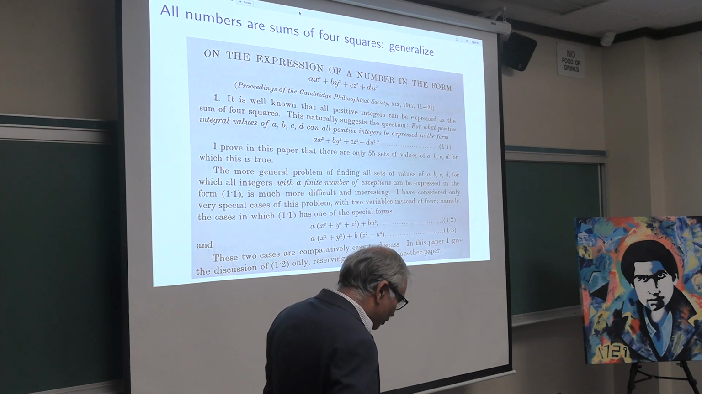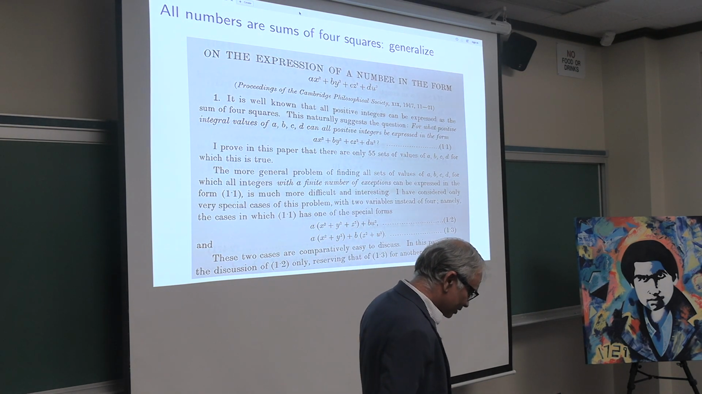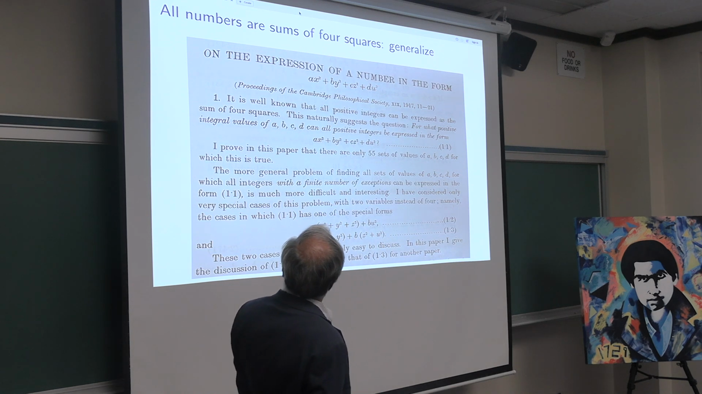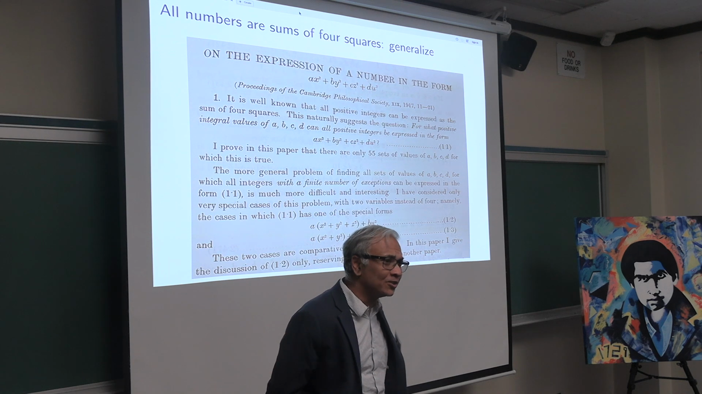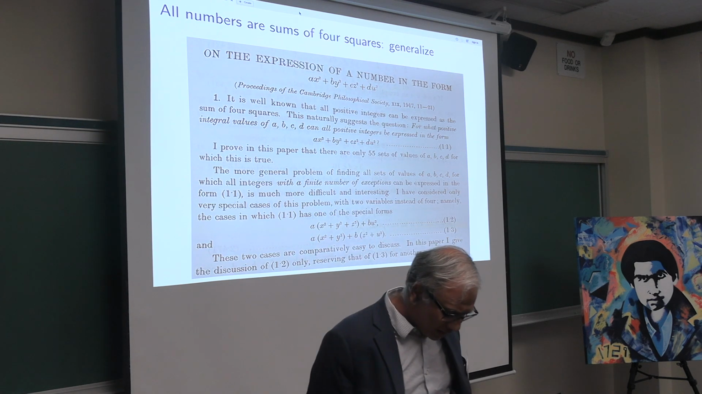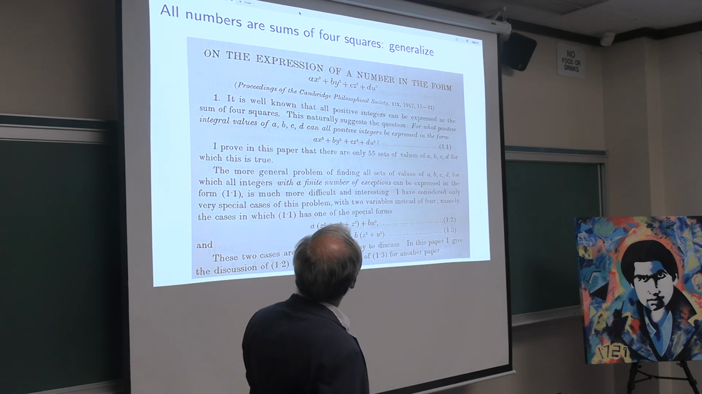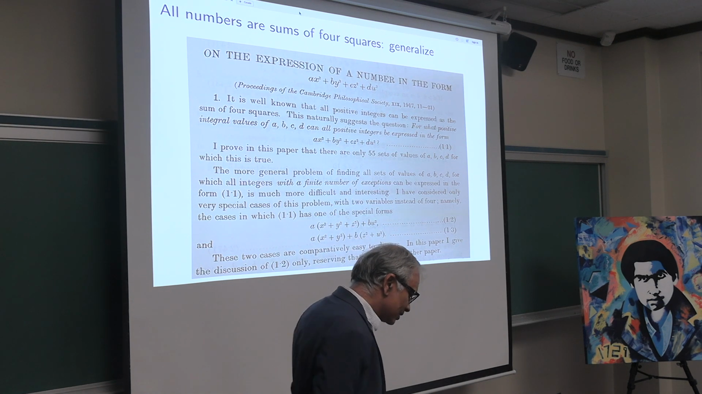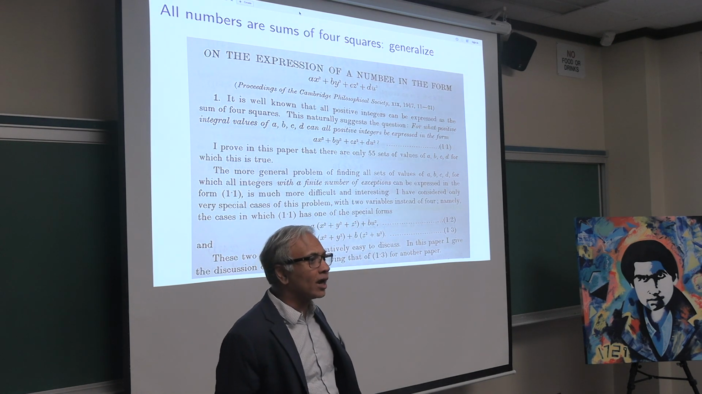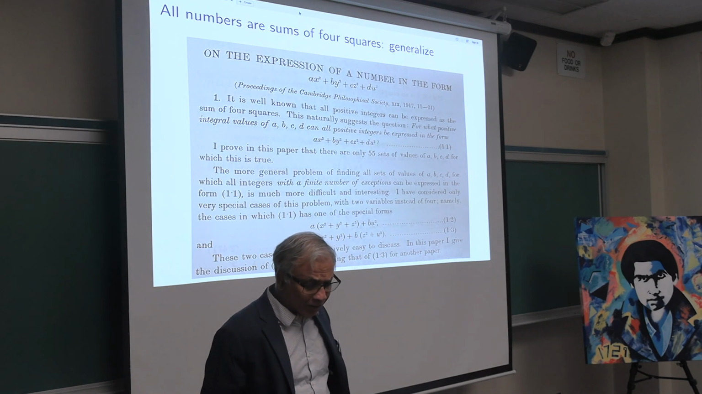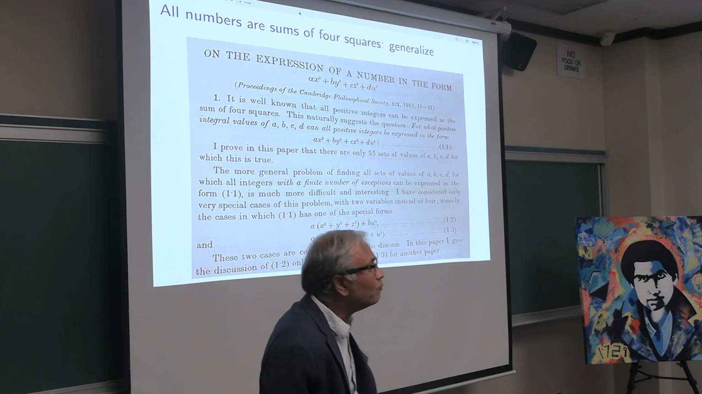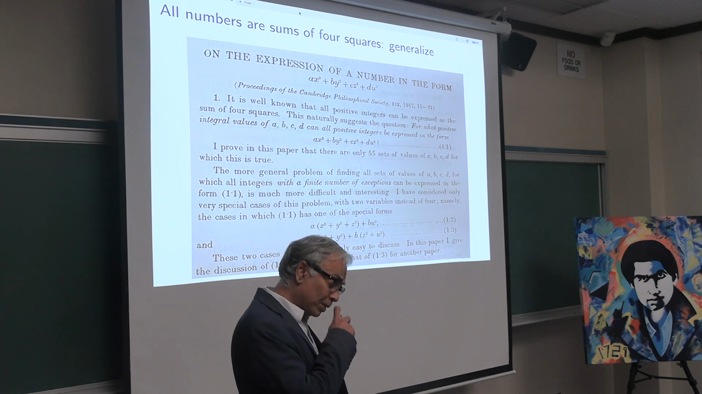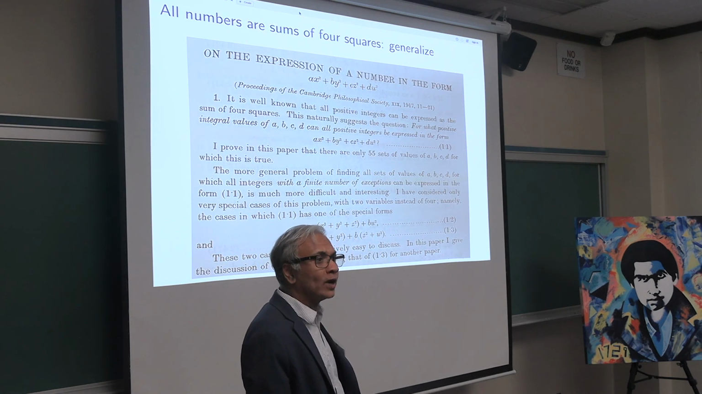This is one of Ramanujan's early papers. This appeared, I think, in the Proceedings of the Cambridge Philosophical Society, nowadays called the Mathematical Proceedings of the Cambridge Philosophical Society, from 1917. And he was interested in a question which is very classical, going back to Gauss and Legendre and Lagrange. The theorem states that every positive number can be written as a sum of four squares.